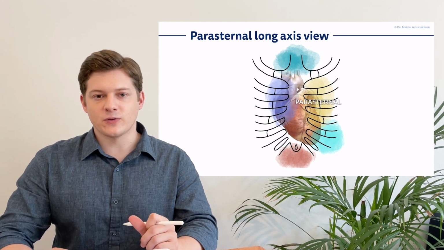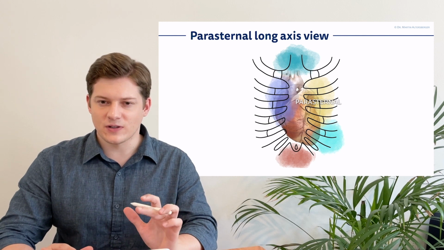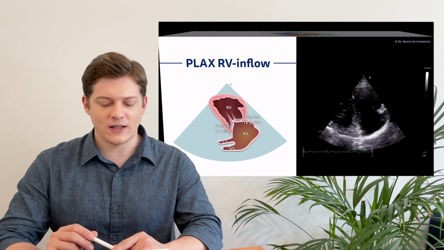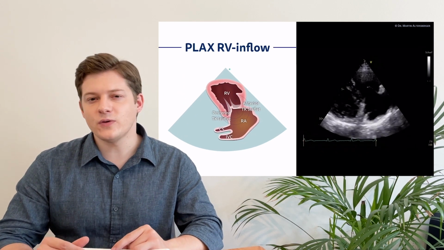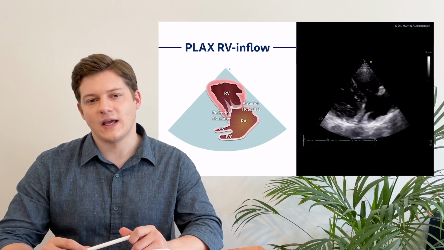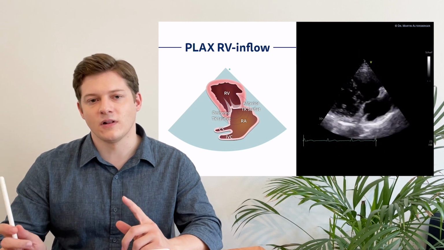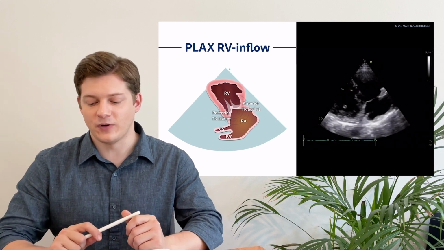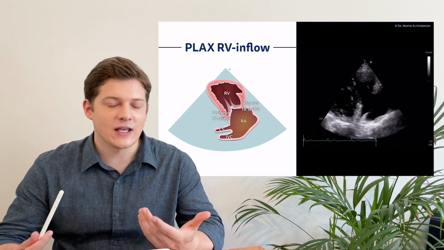And what we have to discuss, or what we have to acknowledge now, is that there are atypical views. How do you acquire them? Well, there are two views specifically we want to visualize. The first atypical view is the parasternal long axis view of the right ventricular inflow. Why is that important? How can you acquire this view?